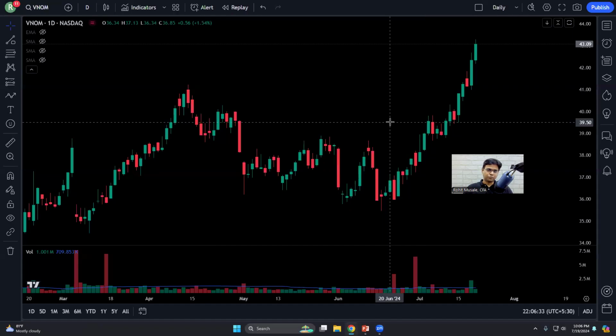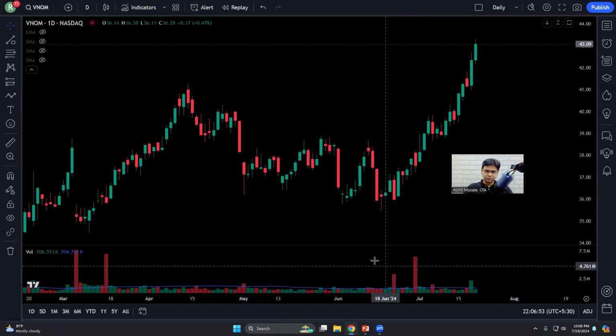So for those of you who want to buy breakout stocks in the US market, I have created a custom filter which I will share with you now. So have a look at this filter. I have standardized it. You can customize it as per your preference. Let me first explain that filter to you.